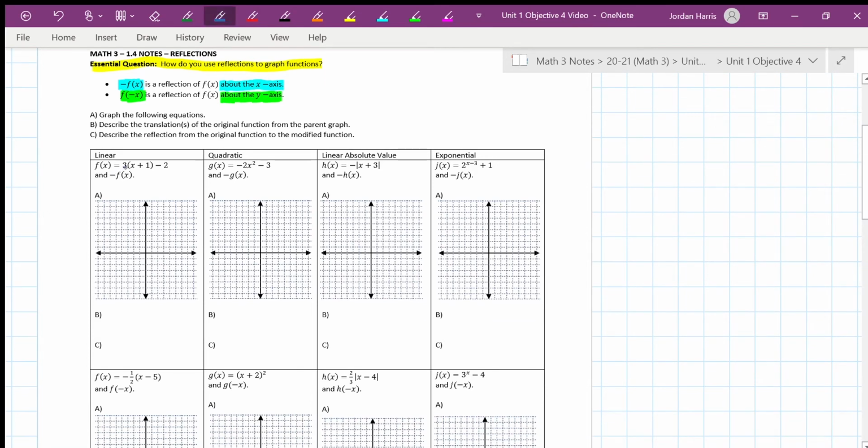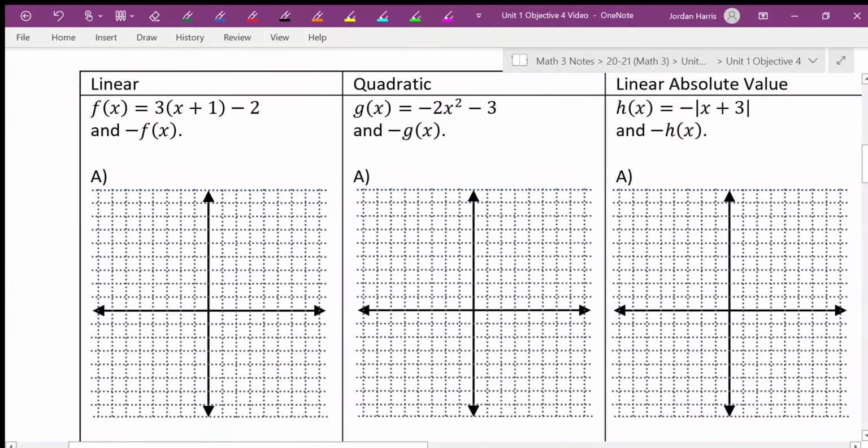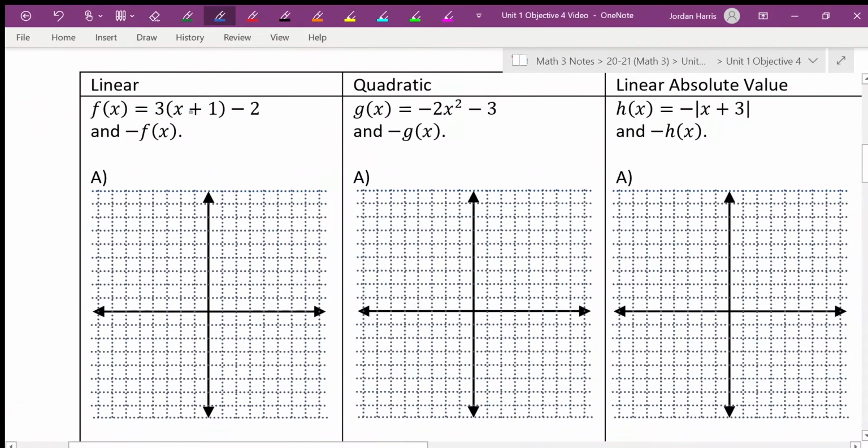So we actually have two things we're going to graph. We're going to graph this first function and then tell what we shifted, the translation. Then we're going to graph the reflection and say how we reflected. You'll see there's only two answers for how you reflected. It's either about x or about y. So zoom in here. So I have a linear function. I know that because it's just an x. There's no squareds, there's no absolute value bars, and it's not an exponent.